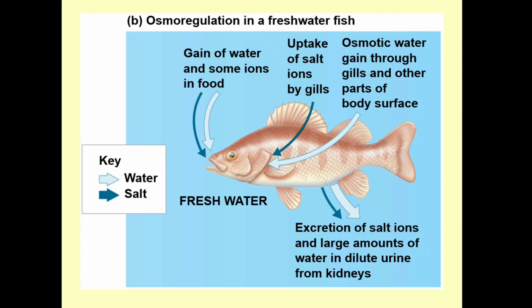And here we can see the same diagram that we looked at previously, but now for freshwater. So again, dark blue arrow is for salts, light blue is for water. So they are going to gain some water in their food and when they feed, but they're not actively drinking it. They are constantly gaining water via osmosis. And you can see here by the width of this arrow that they are getting rid of a lot of water through their urine. So excretion of salt ions and large amounts of water in dilute urine from the kidneys.